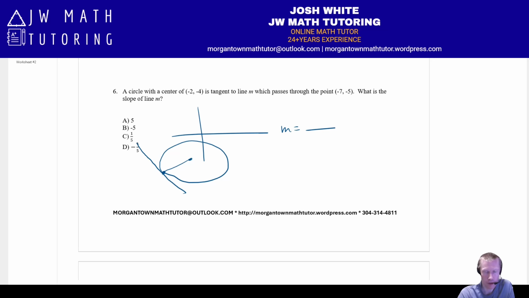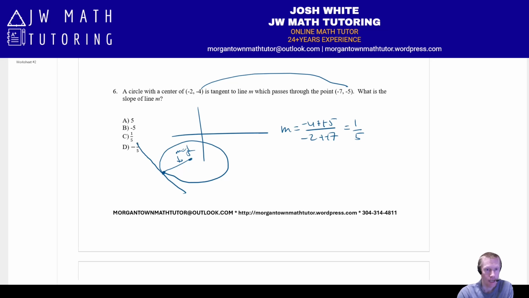First, calculate the slope from the center of the circle to this point of tangency, to the point that we're given. So what I'm going to do is just do -4 minus -5 on top, and then -2 minus -7 on the bottom. Now when I do this, I get a slope of, on the top it's +1, on the bottom it's +5. So the slope of this radius right here is 1/5.